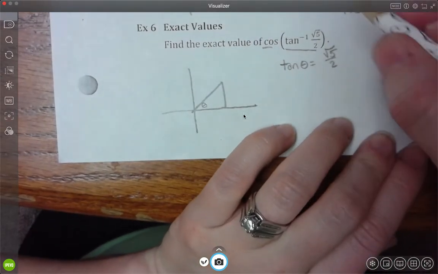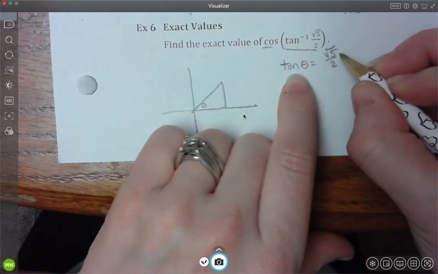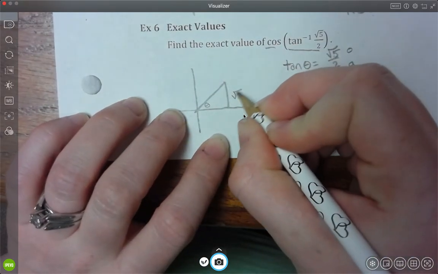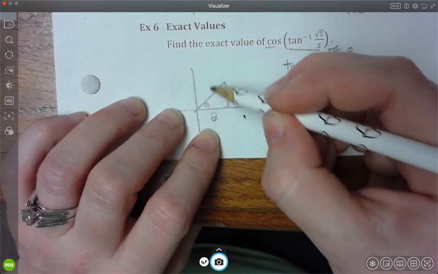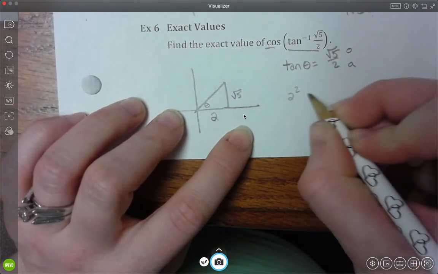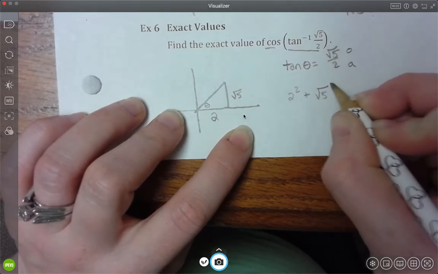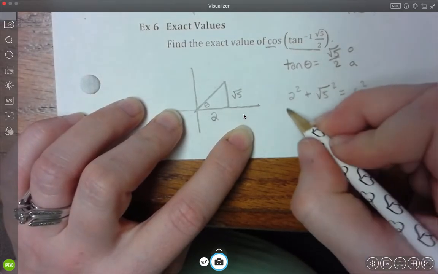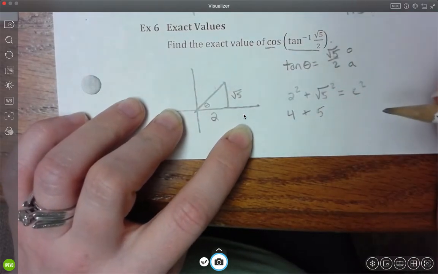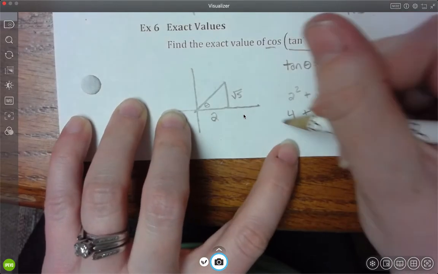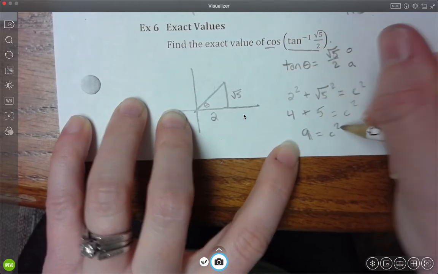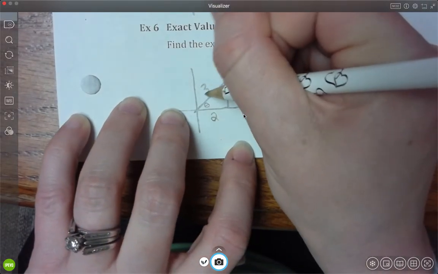So we have this going on here, and tangent is opposite over adjacent, okay? So the opposite side is going to be the square root of 5, the adjacent side is going to be 2, and I need to find the hypotenuse, okay? So just use the Pythagorean theorem. I have 2 squared plus the square root of 5 squared equals c squared, okay? 2 squared is 4. The square root of 5 squared is just 5, because it gets rid of the square root. That's c squared, and 4 plus 5 is 9. Oh man, that comes out so nice. The square root of 9 is 3. So there he is, okay?